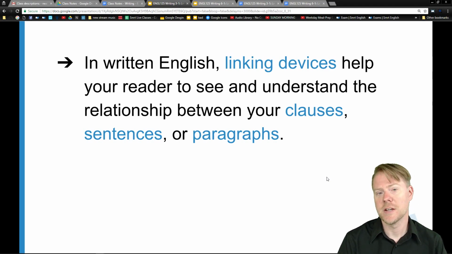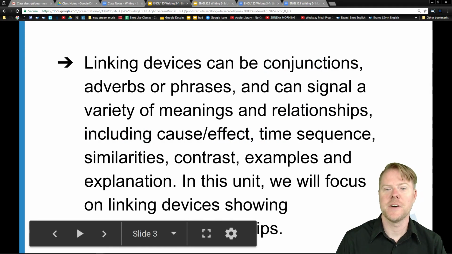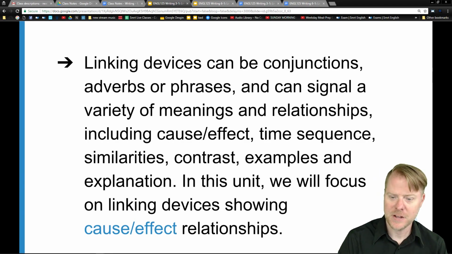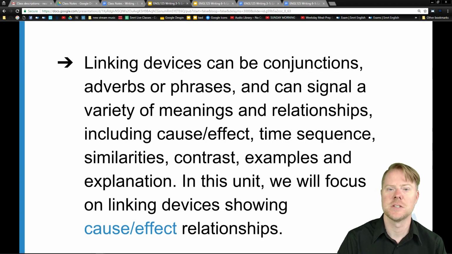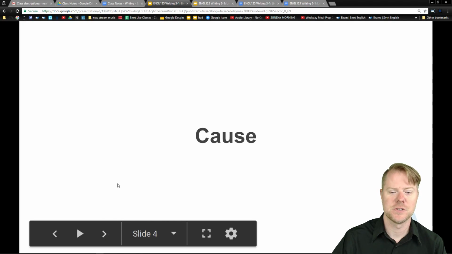In written English, linking devices help your reader to see and understand the relationship between your clauses, sentences, or paragraphs. Linking devices can be conjunctions, adverbs, or phrases, and can signal a variety of meanings and relationships, including cause and effect, time sequence, similarities, contrast, examples, and explanation. In this unit, we will focus on linking devices showing cause and effect relationships.